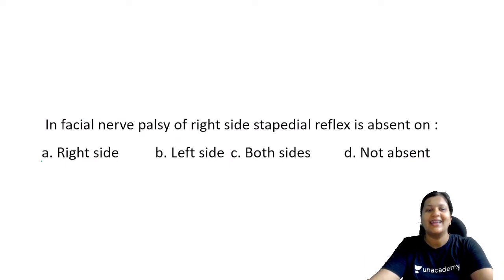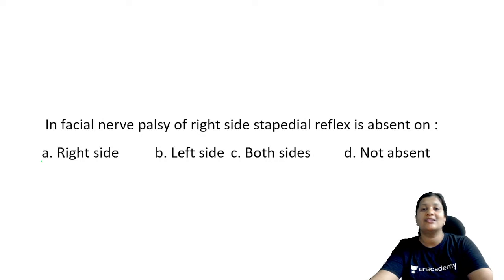Okay, in facial nerve palsy of the right side, is the stapedial reflex absent on the right side, on the left side, on both, or is it not absent at all? Now, this is again a very simple, easy question. If you know the stapedial reflex pathway, then it's going to be very simple for you to answer. I'm waiting for your answer. So if there is a facial nerve palsy on the right side, the stapedial reflex will be absent on.